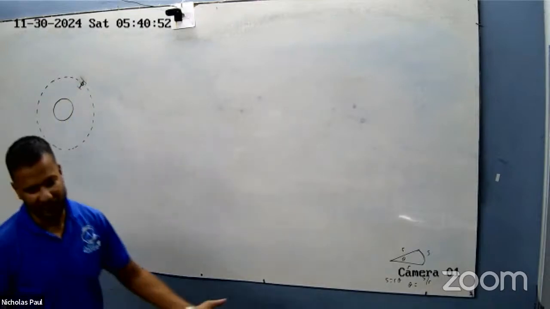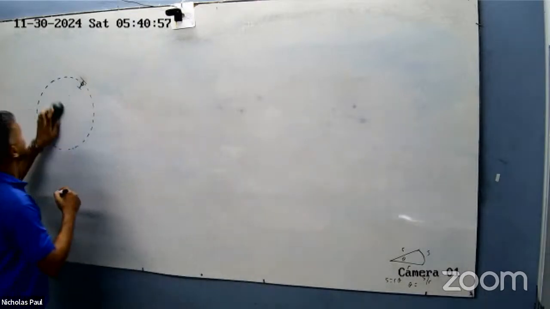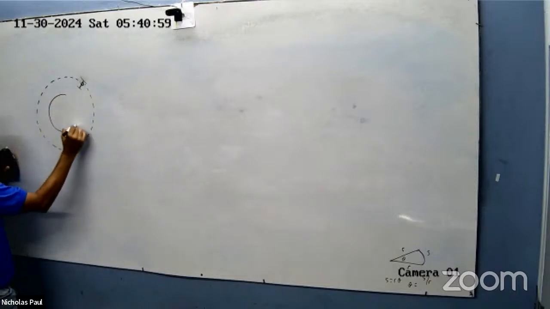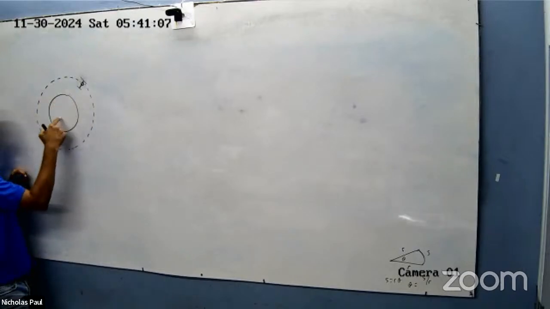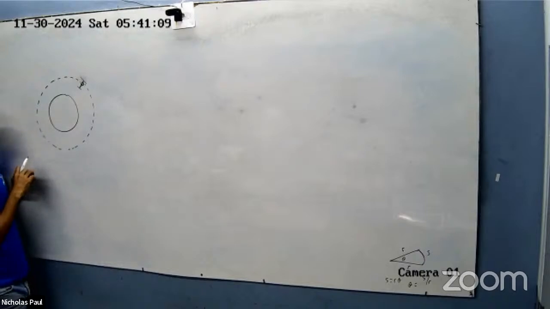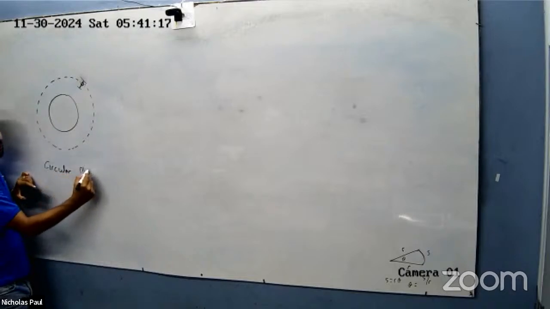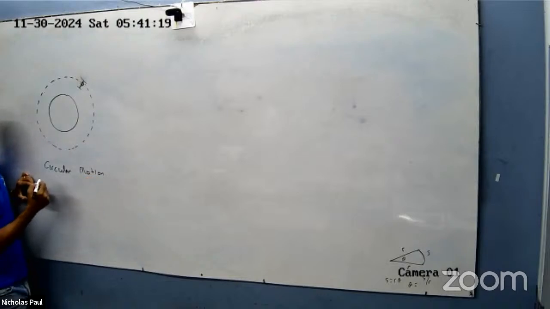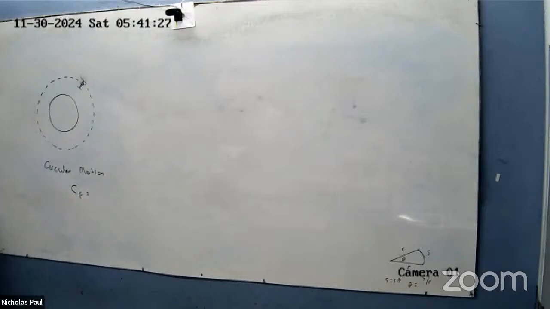But orbits are not supposed to be circular, right? At this level, we're just assuming it's circular. So let's say we have this satellite orbiting the Earth. For it to maintain circular motion, it must have a centripetal force, and this centripetal force is given by what?